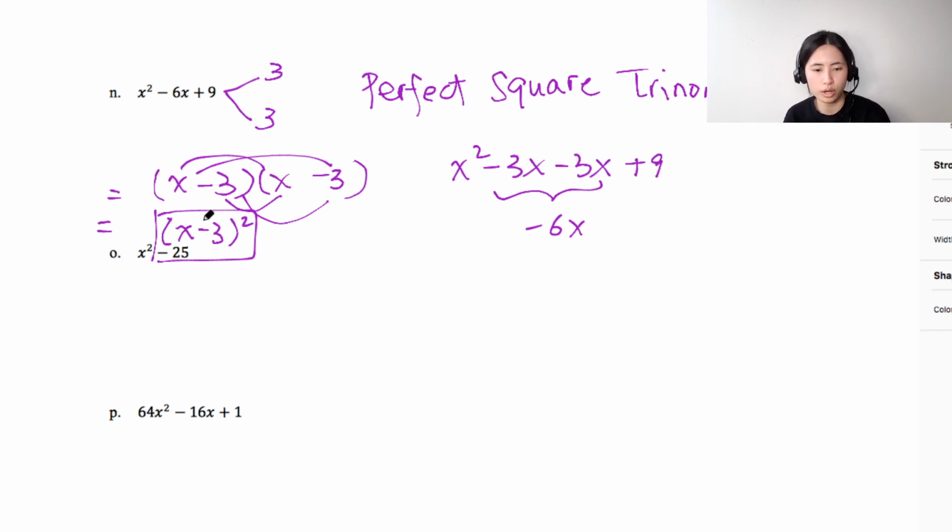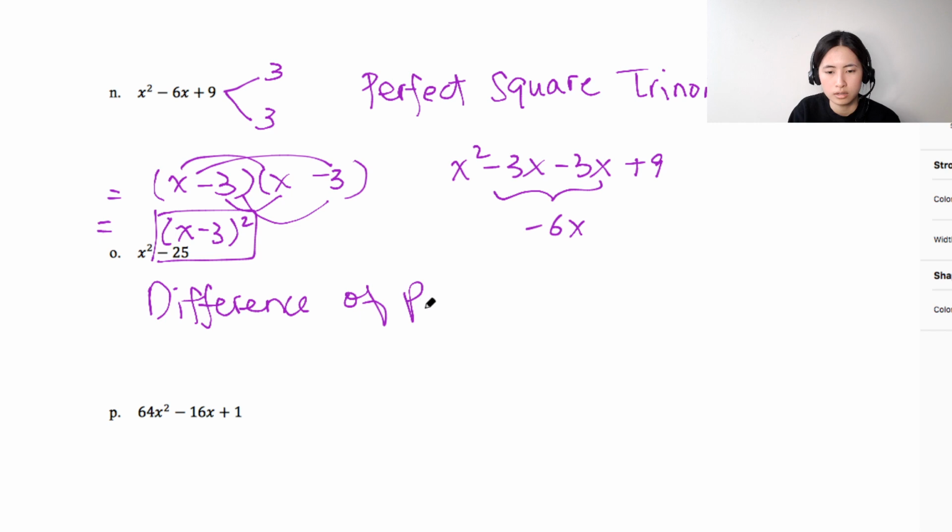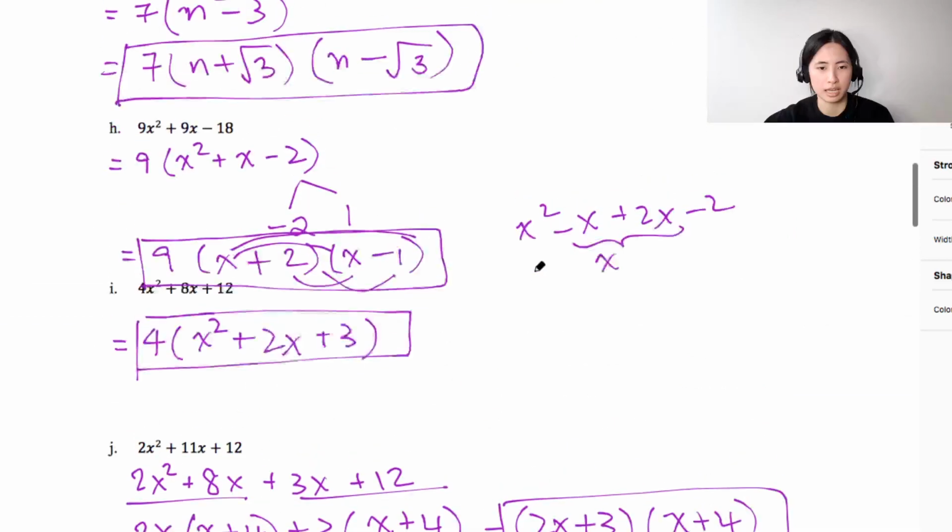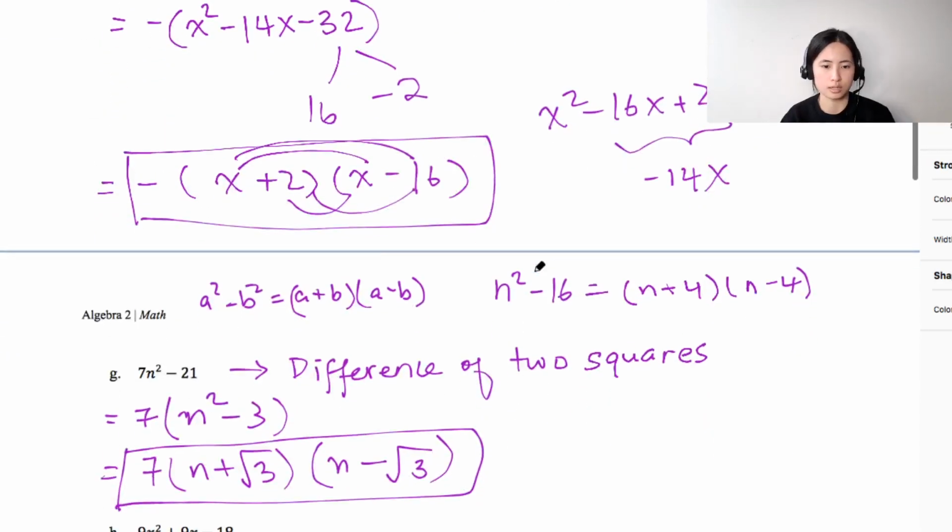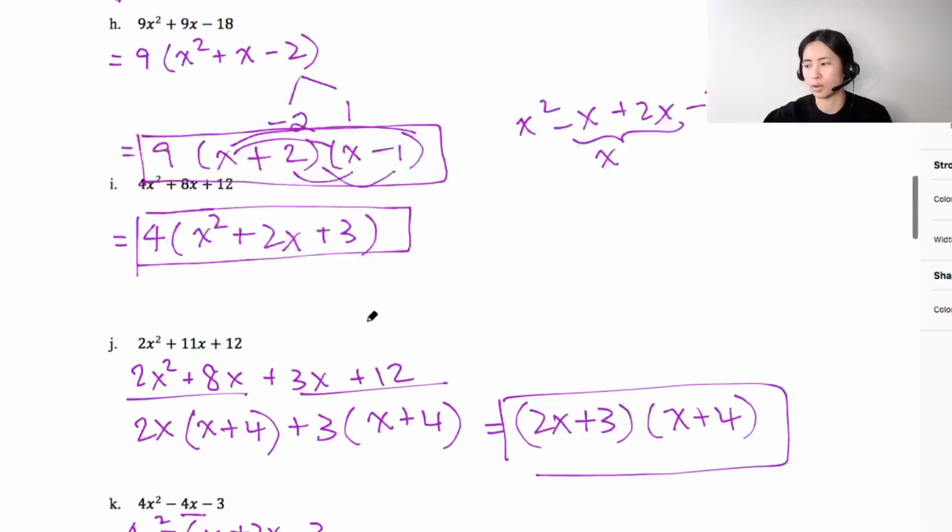Okay, so let's move on to difference of two squares. If you have x squared minus 25, a difference of perfect squares is the one I was talking about earlier: a plus b times a minus b gives you a squared minus b squared.